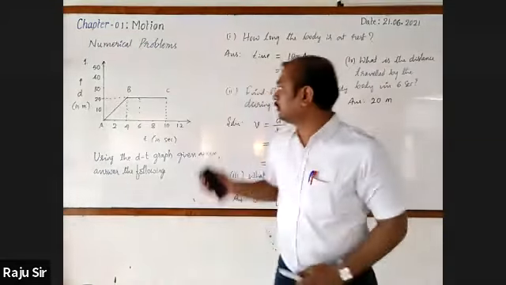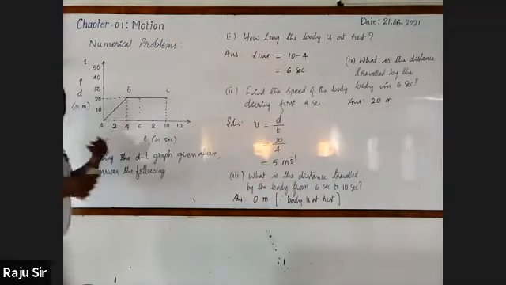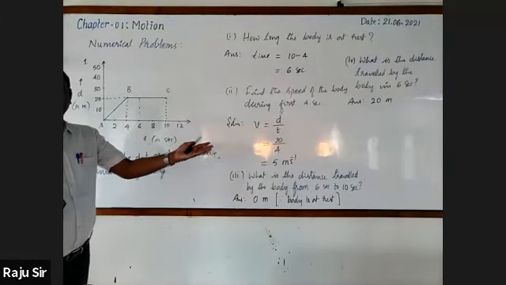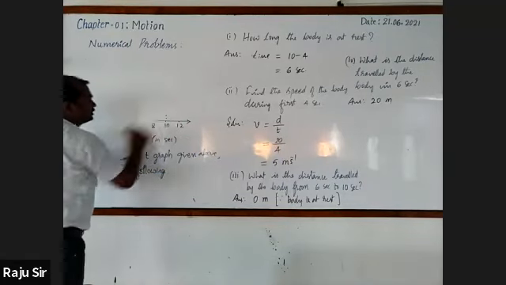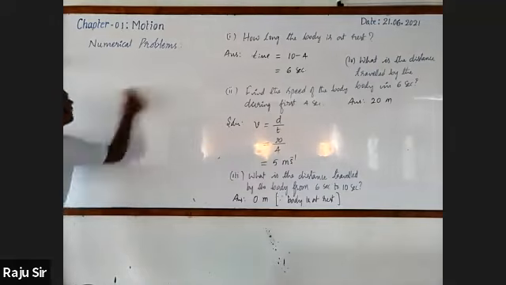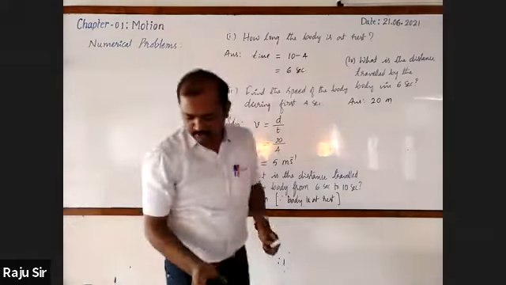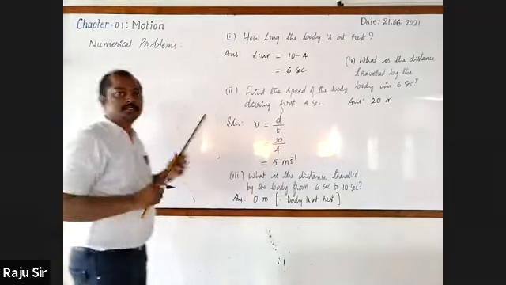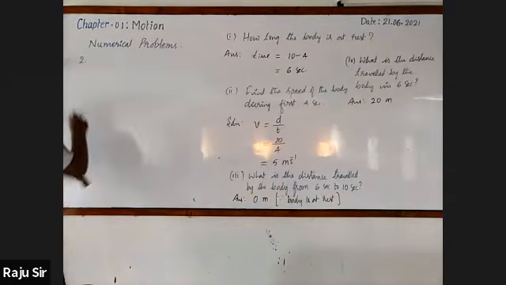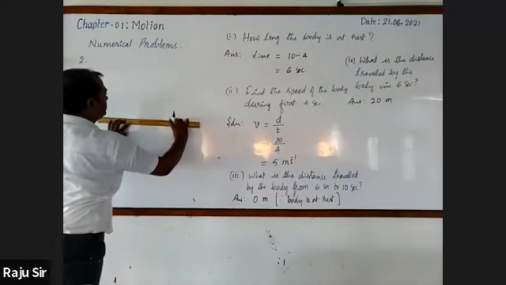I'll go for taking one more graph. If I'm fast, again I can move even a bit quickly. Second question. Again, draw the DT graph. Second one, draw the DT graph, as quickly as possible.